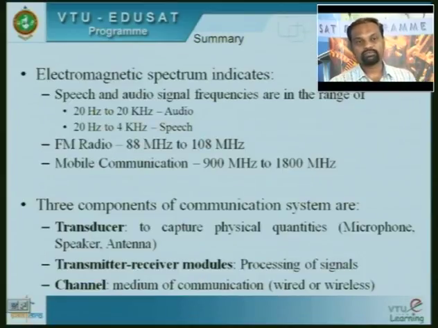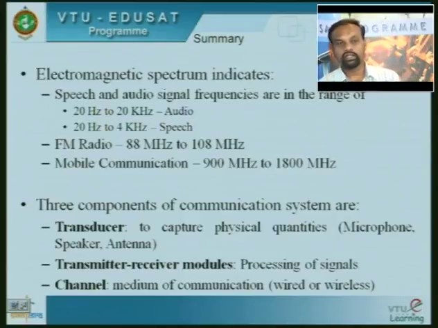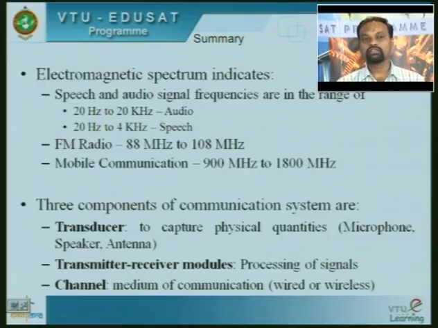Let us summarize. The summary of what we understood from the previous discussion is that the speech signal is between 20 hertz to 4 kilohertz, and the audio signal is between 20 hertz to 20 kilohertz. These are all important factors. Your FM radio operates at a frequency of 88 megahertz to 108 megahertz, and your mobile communication is basically 900 megahertz to 1800 megahertz. So let us remember these frequency components.